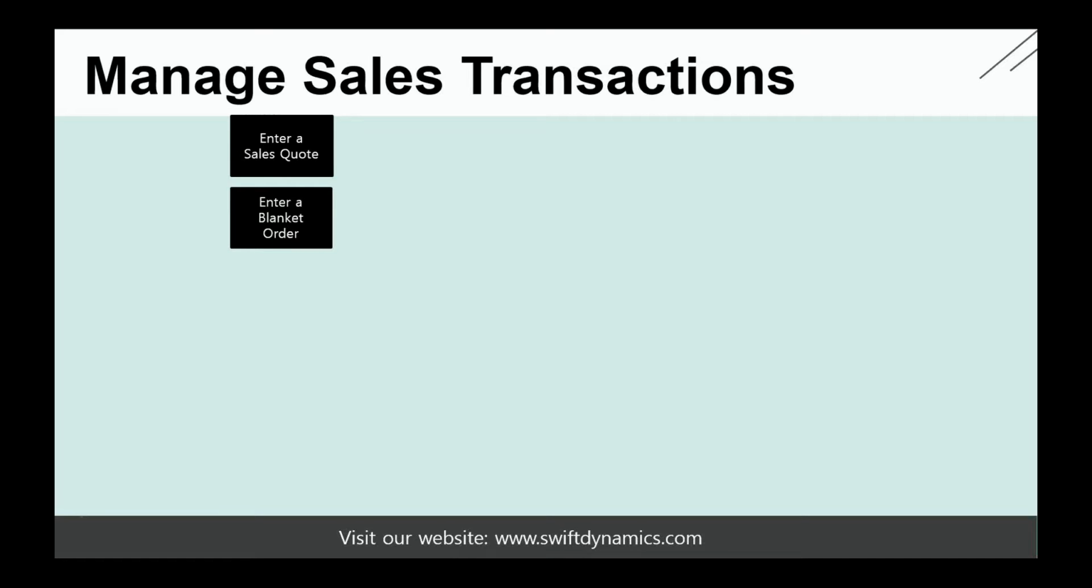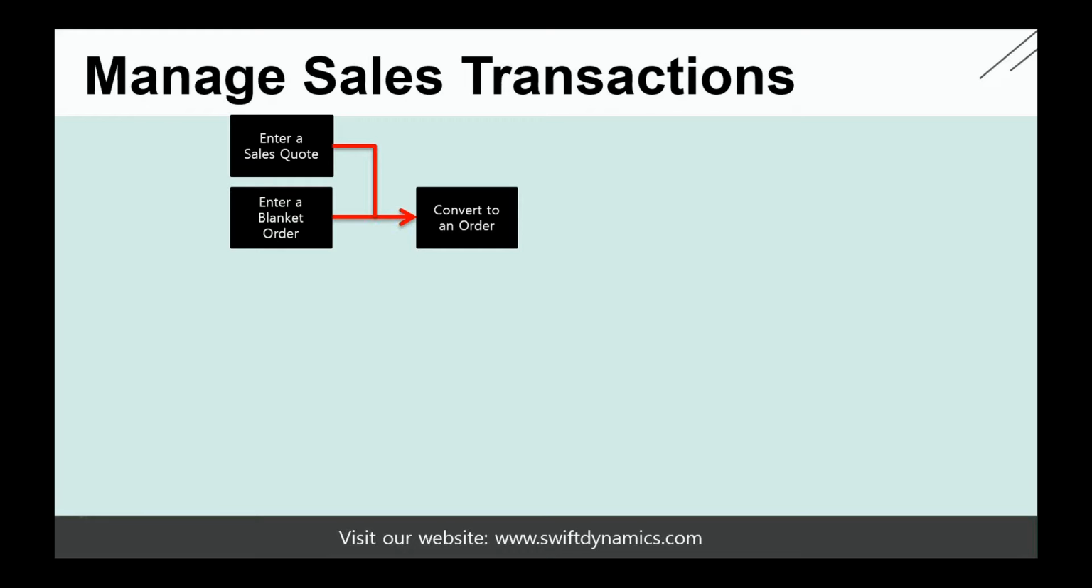So a lot of customers, before they actually decide if they want to purchase an item or service, might ask for a sales quote. And based on the sales quote, they will then decide if they will actually purchase the item or services. Or you can also have a blanket order. Based on these documents, we can convert them into orders. So based on the quote or blanket order, I then can create a sales order.